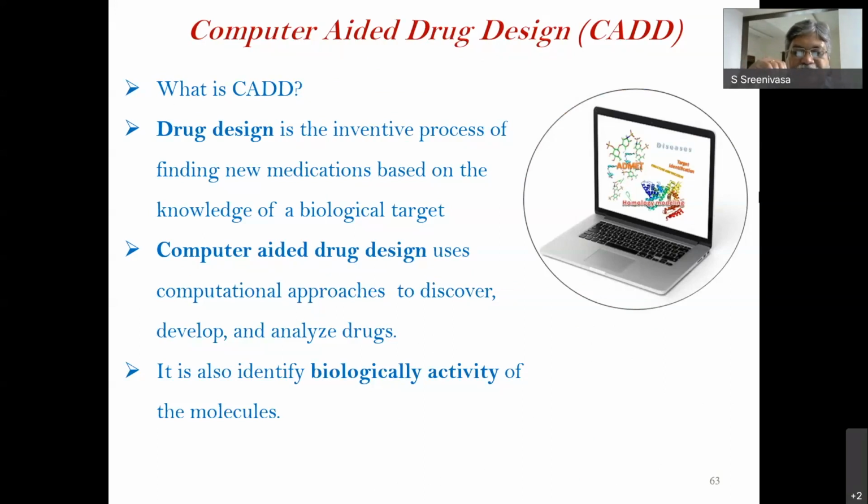Computer-aided drug designing. What does CAD, or CADD, imply? It is a process of drug discovery in which you use computers, that is, software, to design the drug. Why do we need new drugs?